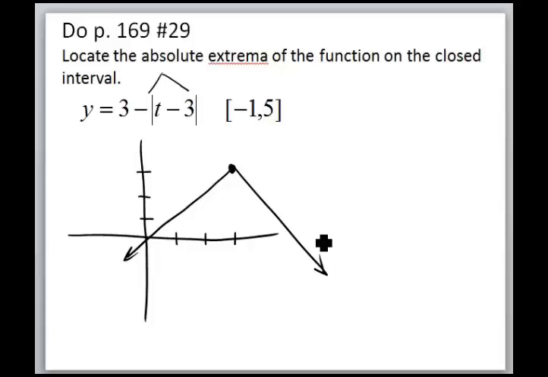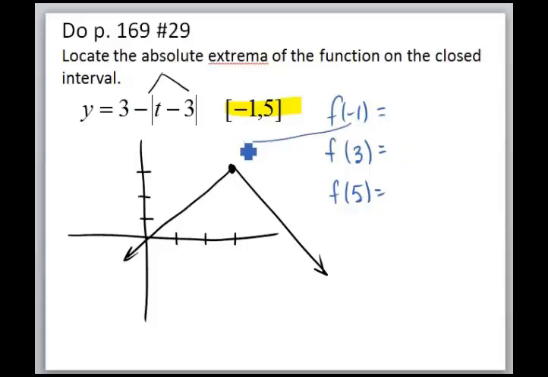Now remember, we're only concerned about this closed interval. So I'll be checking the endpoints of -1, and I'll be checking the endpoints of 5 for absolute max and mins. But I also need to check this value, which is 3. I can actually tell that there's a maximum right there at 3, and those other two have to be absolute minimums, but we'll go ahead and plug in those values.